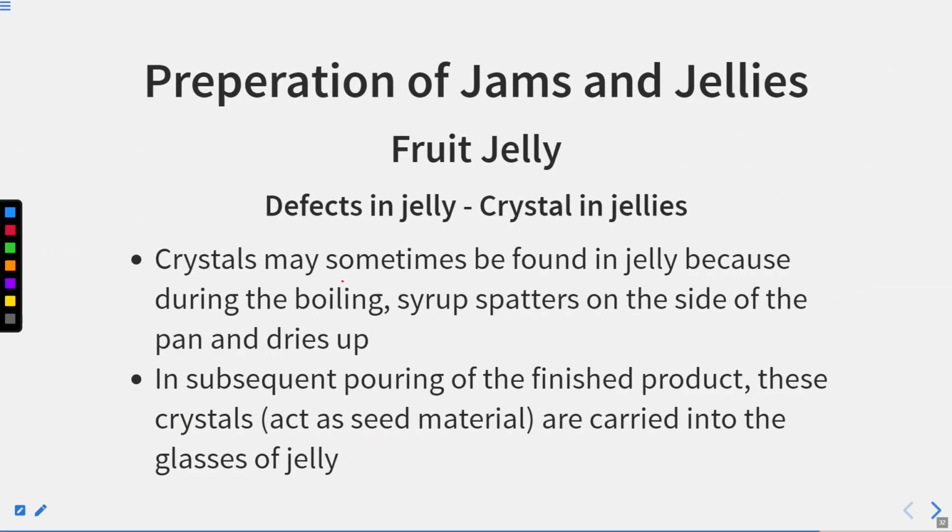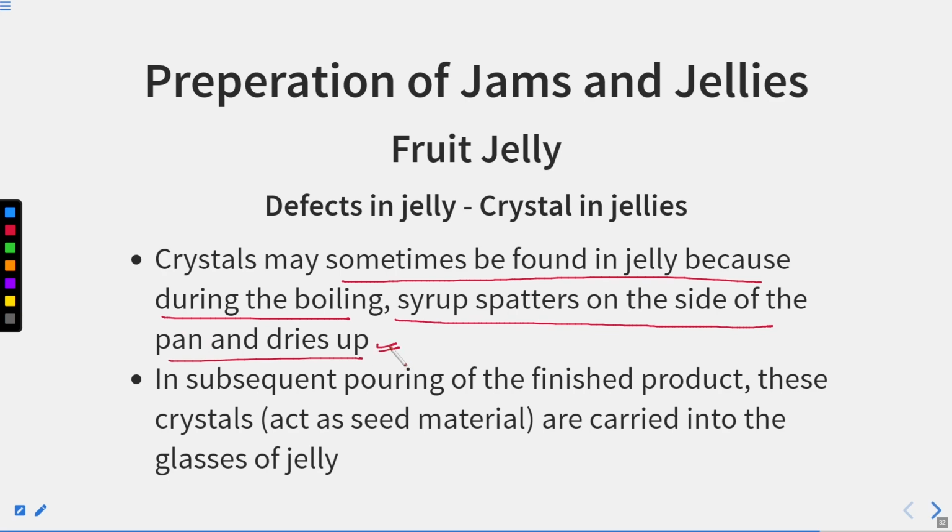Crystals may sometimes be found in the jelly because during the boiling, the syrup spatters on the side of the pan and dries up, right? This syrup gets collected on the side because in the center it is boiling. So what happened? A lot of this fruit material gets accumulated at the pan side and it dries up. When it dries up, the sugar content forms a crystal. In subsequent pouring of the finished product, these crystals act as a seed material and are carried into the glasses of jelly.